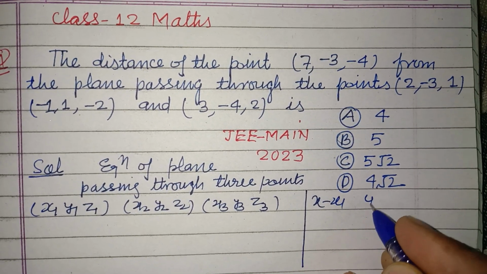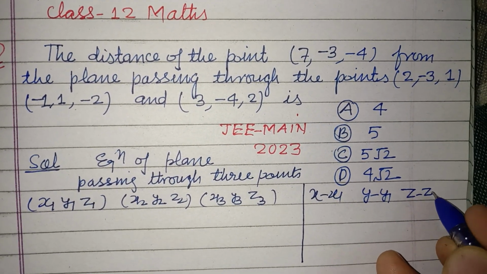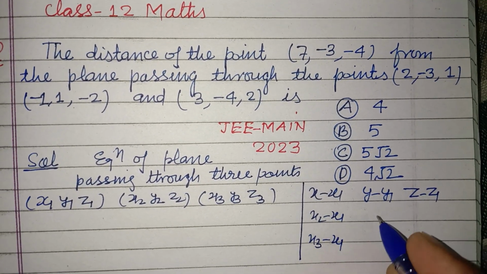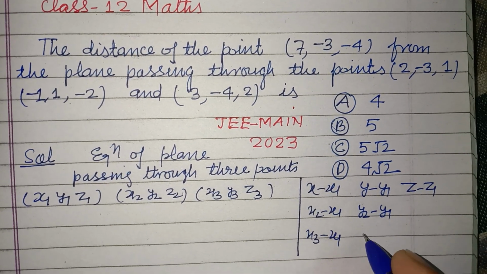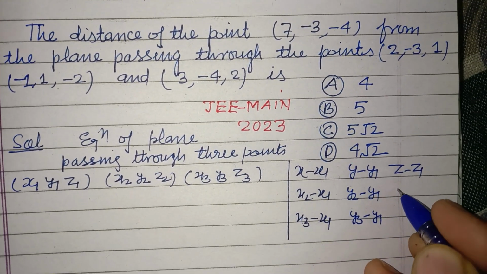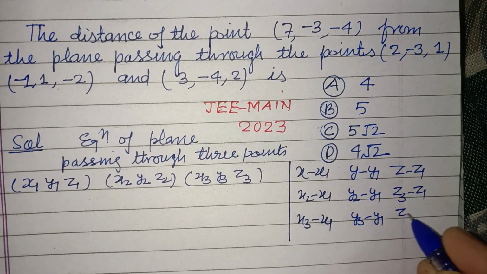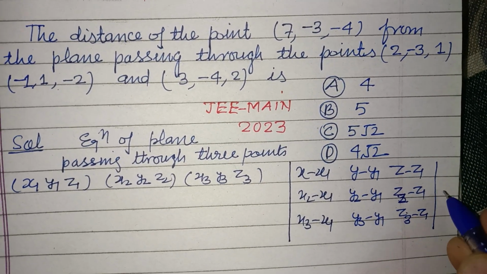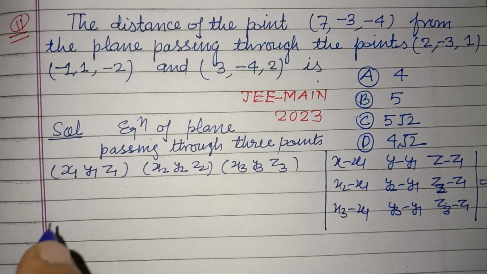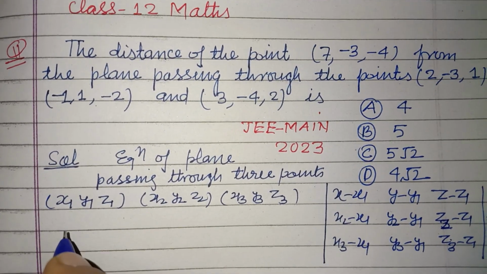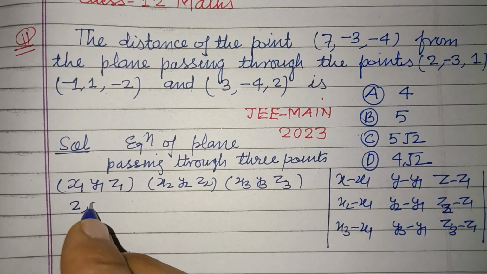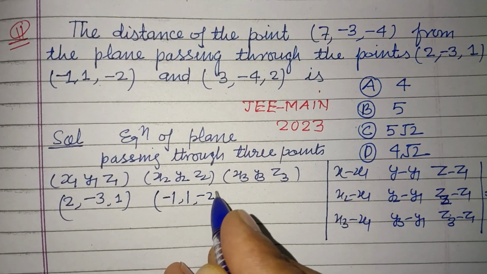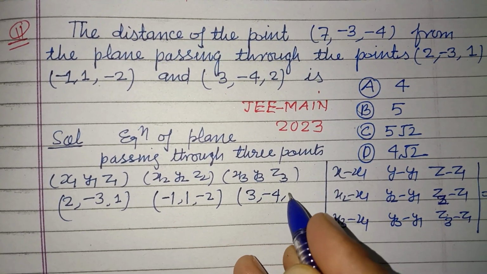Determinant with rows: x minus x1, y minus y1, z minus z1; x2 minus x1, y2 minus y1, z2 minus z1; x3 minus x1, y3 minus y1, z3 minus z1; and that is equal to 0. So in the determinant, now we have the points which are given here: (2, -3, 1), (-1, 1, -2), (3, -4, 2).